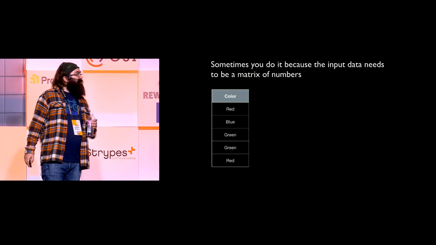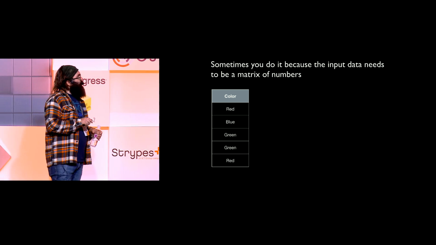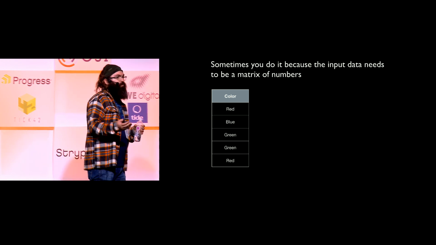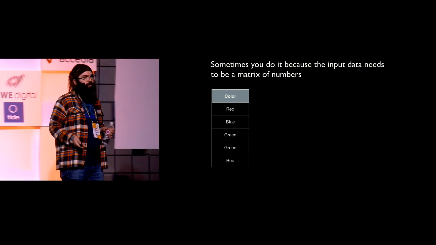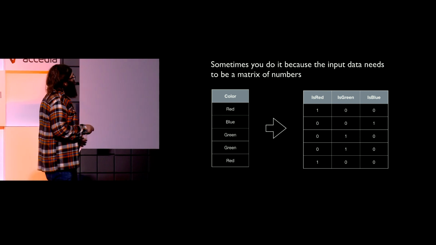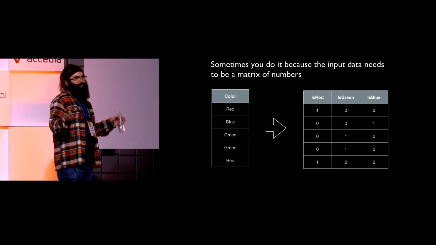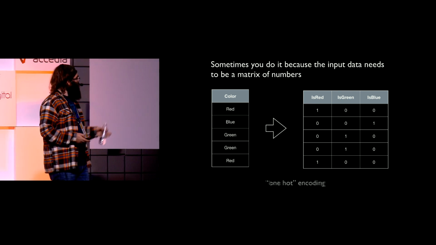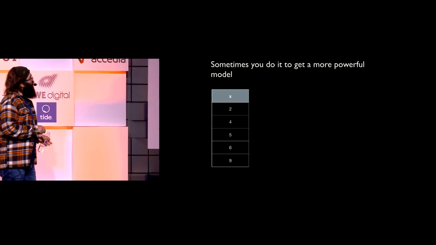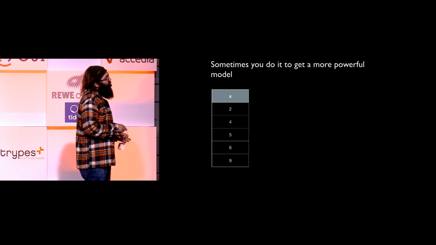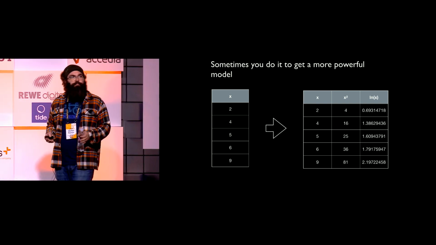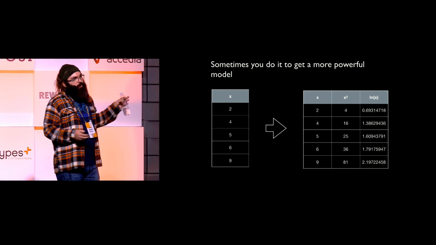Here are some examples. You can have some color values here. They're not numbers. So one way to turn them into numbers is something called one-hot encoding, where you have 3 columns, 1 for each color. You have 1 if the color is the one in the column, and 0 otherwise. This is called one-hot encoding. Another thing you can do is transform the features. For example, you have some x here, and you can add the square and the natural logarithm. And that's also called feature engineering.